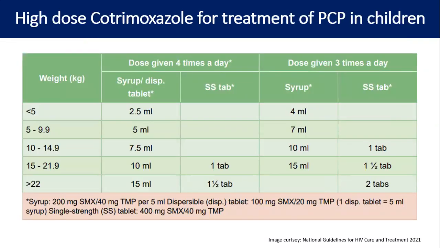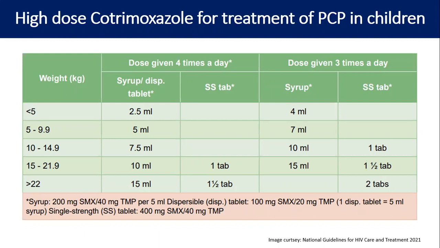Now, high-dose cotrimoxazole for treatment of PCP in children. So less than 5 kg, we can go for 2.5 ml, that is the prophylactic dose, but 4 times a day. Similarly, for 5 to 9.9 kg, 5 ml 4 times a day. 10 to 14.9 kg, that is 10 to less than 15 kg, 7.5 ml 4 times a day. And 15 to 21.9 kg, 10 ml 4 times a day. And more than 22 kg, 15 ml 4 times a day.